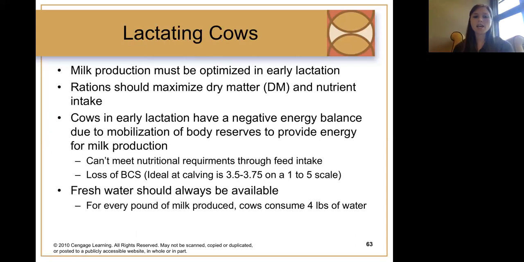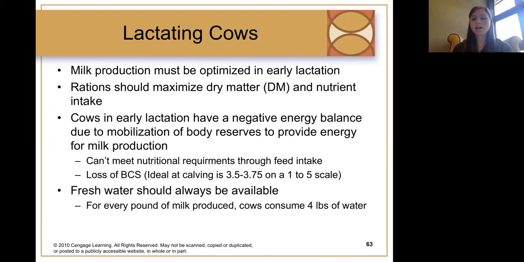So then for lactating cows, milk production needs to be optimized for early lactation because that's when you're going to really get the most. Rations should maximize dry matter and nutrient intake, which we'll go more into when we actually cover the nutrition chapter. And like I said, cows in early lactation have a negative energy balance because their body reserves are actually being used to provide energy for milk production. So it's very, very hard to get them enough energy.